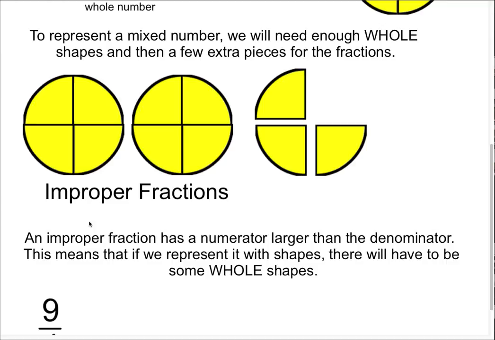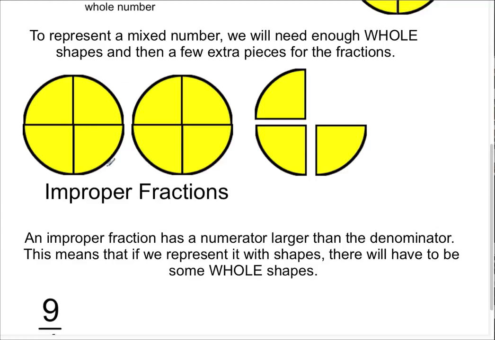Improper fractions are if we go back the other direction. An improper fraction has a numerator larger than the denominator. This means that if we represent it with shapes, there will have to be some whole shapes. So this can actually be written as an improper fraction. And all an improper fraction really does is count pieces. So I'm going to do this one and then we'll do this other example down here.